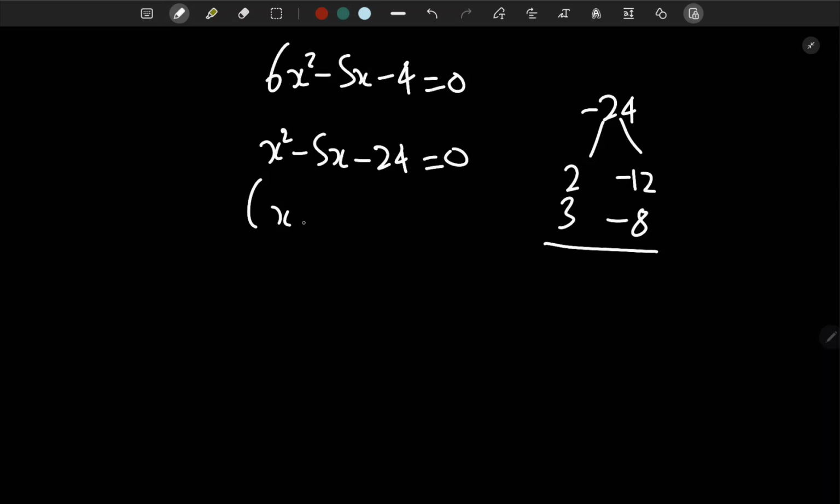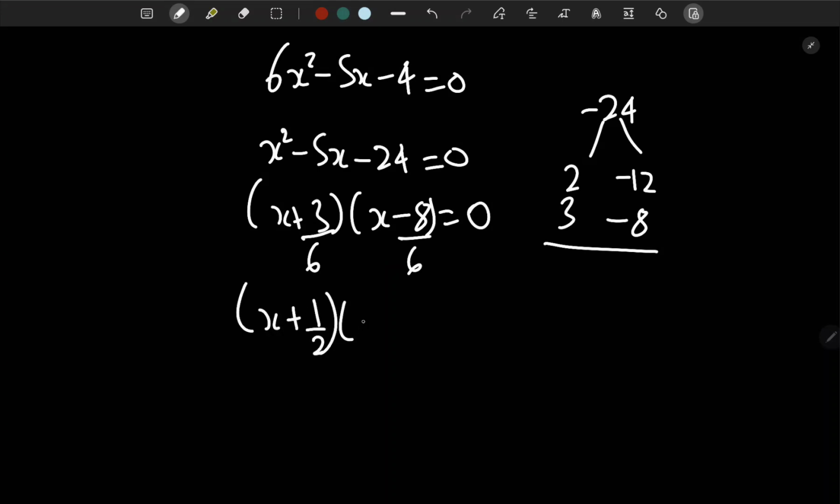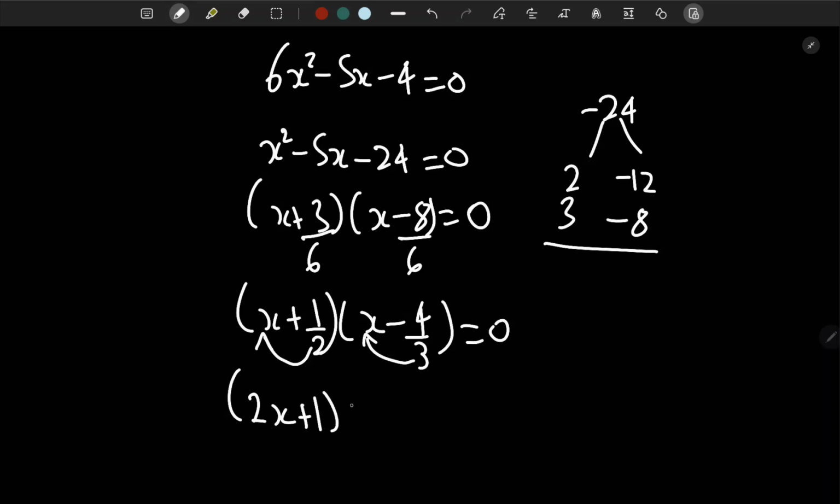So now we do x plus 3 into x minus 8 is equal to 0. Now again the same step from before, we multiplied this part by 6, so we're going to divide these two numbers by 6 now and simplify it. So it's going to be x plus 1 over 2 into x minus 4 over 3 is equal to 0. Now we take the denominator and multiply it by the x here, so we will be left with 2x plus 1 into 3x minus 4 is equal to 0.